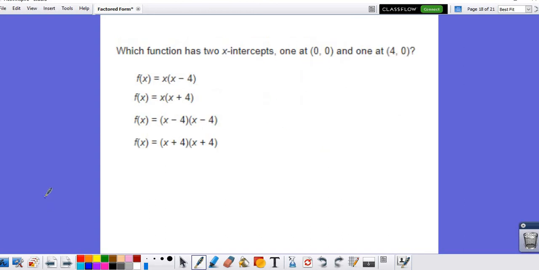Which function has two x-intercepts? One at (0, 0) and one at (4, 0). I'm not going to give you too much help here. You got to graph these and figure out, here's (0, 0), 1, 2, 3, 4. Here's (4, 0). And you got to figure out which one goes through those two points.